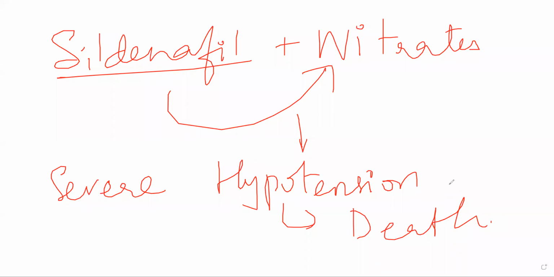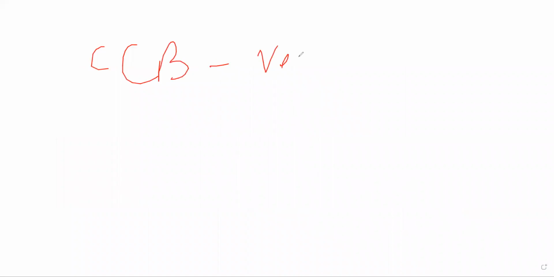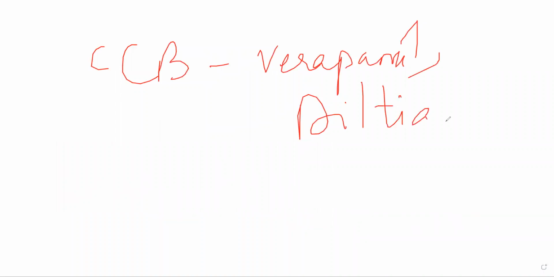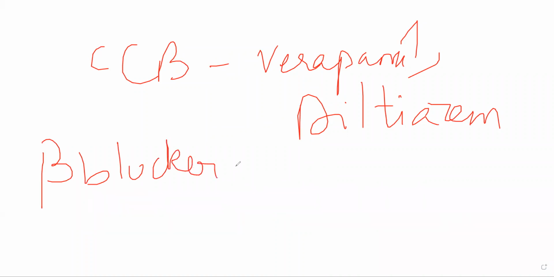Now, other than nitrates, you can also use calcium channel blockers in angina, specifically verapamil. Verapamil, diltiazem you can also use, because they are cardiac suppressants, cardiac depressants, both work very well. You can use beta blockers, but use them carefully.